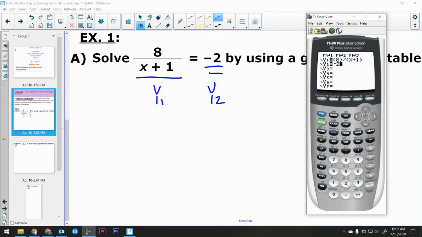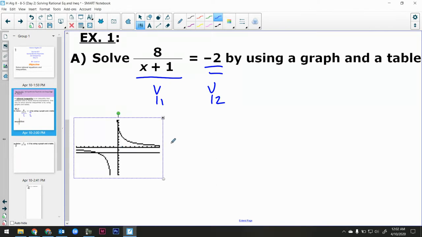So what we're really doing here is creating a system of equations, where our y1 is a rational function, 8 over x plus 1, and the y2 is just a horizontal line, -2. Okay, so let's hit my graph. So there's our y1, there's my rational expression going across, and there's my y2. Now when I say I want to find where it's equal to, what am I doing here? I'm looking for that actual coordinate. So I'm looking for the intersection point.